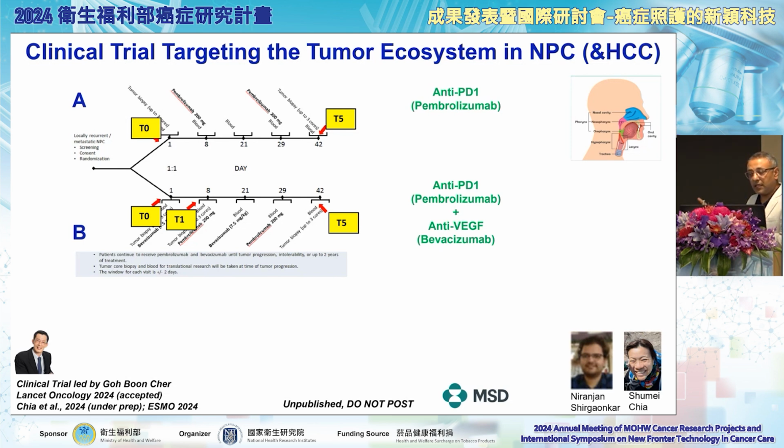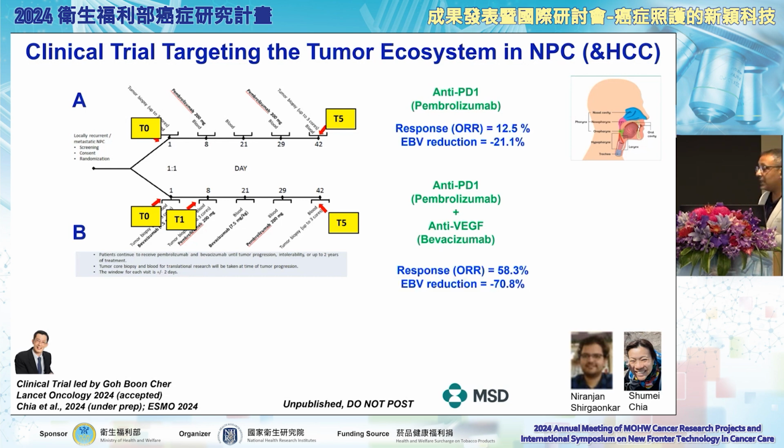So it's a two-arm study, Arm A and Arm B. Arm A is monotherapy immunotherapy alone, so just anti-PD-1 alone. Pembrolizumab, this is a collaboration with MSD. Arm B is patients who get 1 week of bevacizumab, anti-VEGF, which is then followed by 4 weeks of a combination of pembro and bevacizumab.